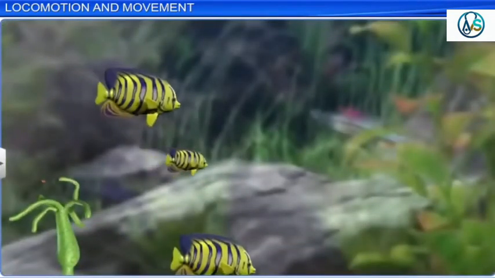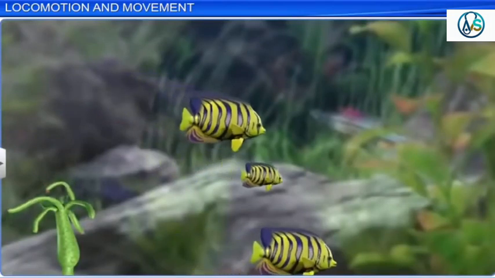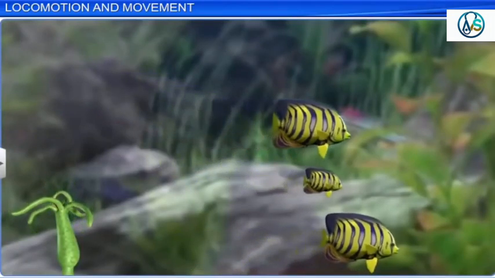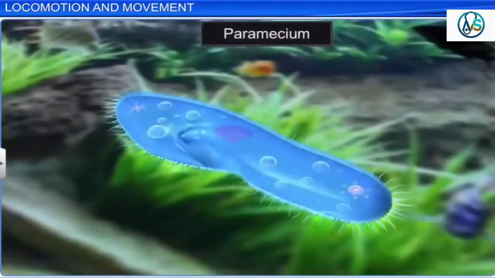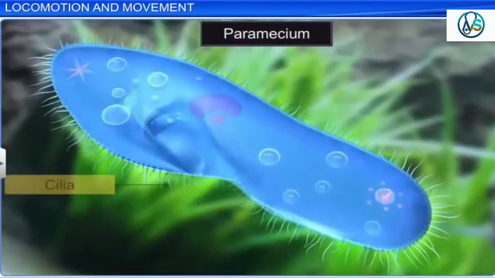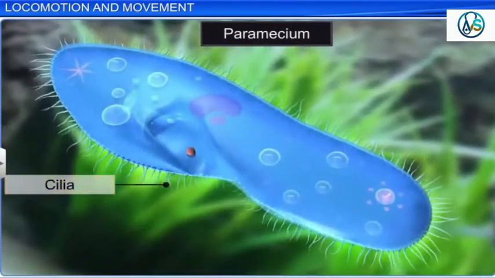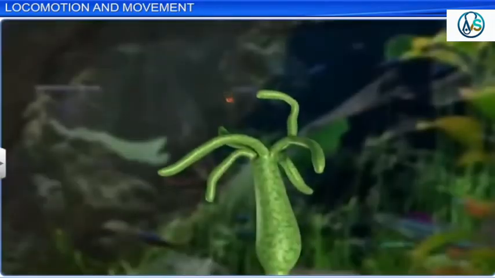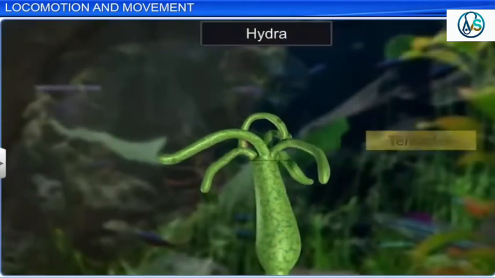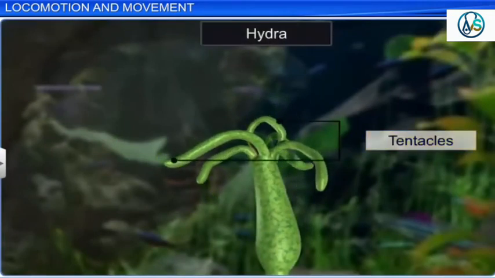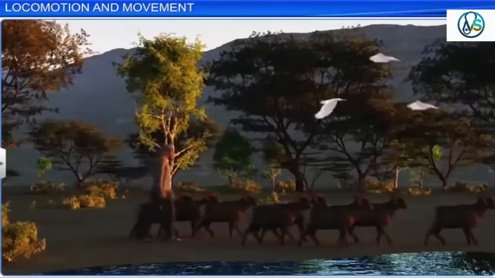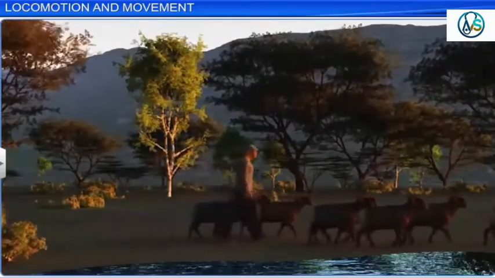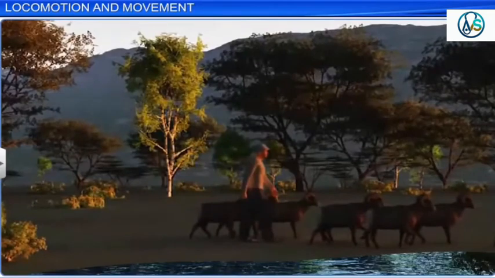Moreover, in some animals, the structures used for locomotion also help in other movements. In the paramecium, cilia are used for locomotion as well as to draw food inside the cytopharynx. Similarly, in the hydra, tentacles are used for locomotion and to capture prey. Thus, locomotion and movement by an organism are usually studied together. In fact, all locomotion is movement, but all movement is not locomotion.